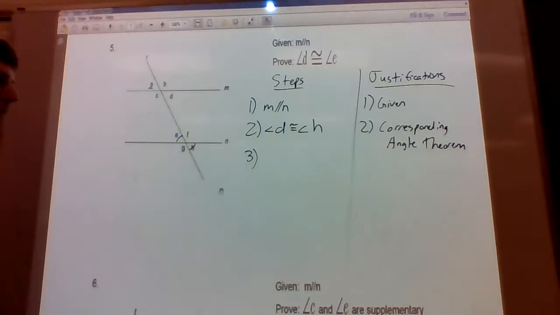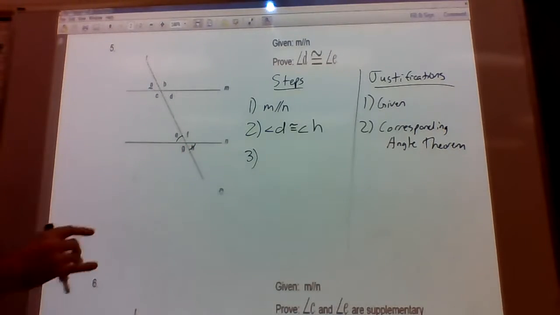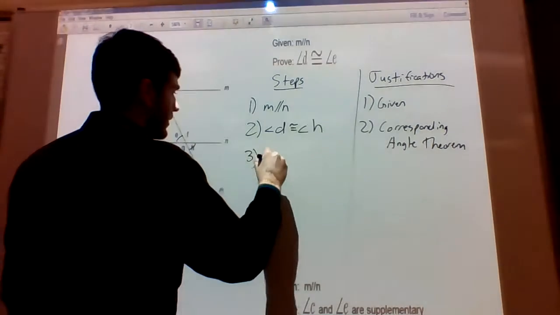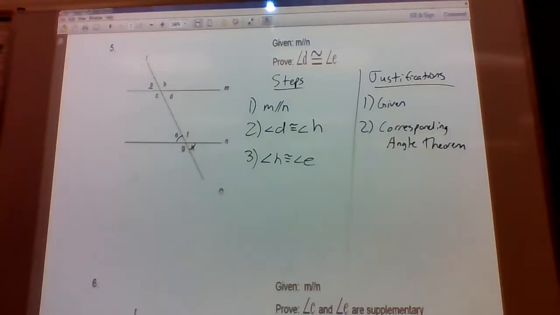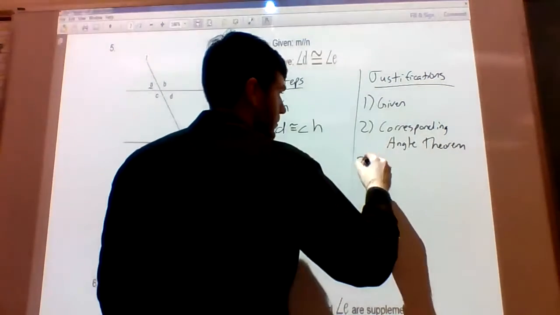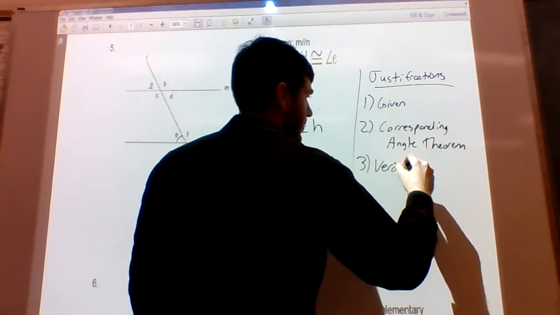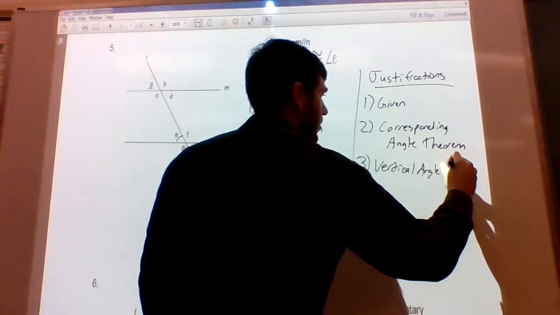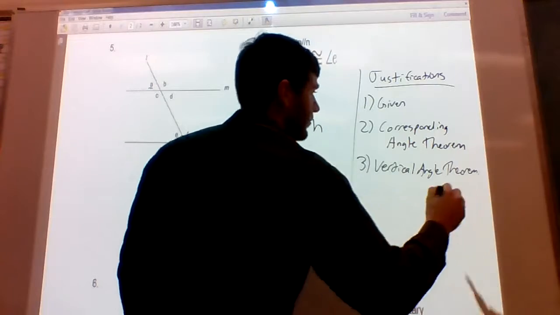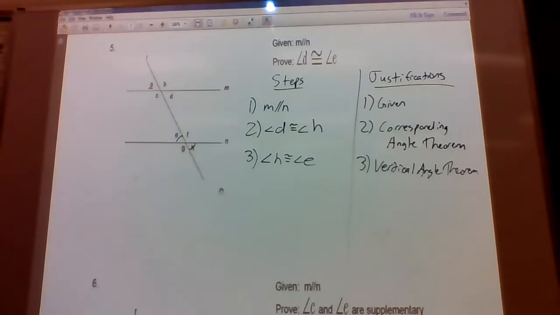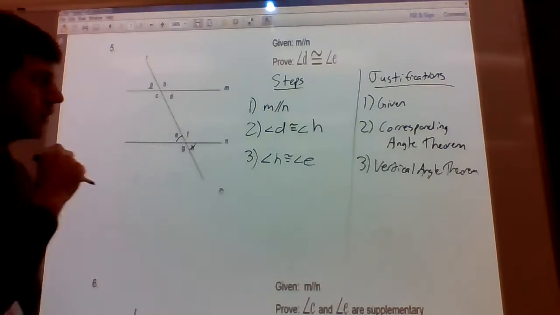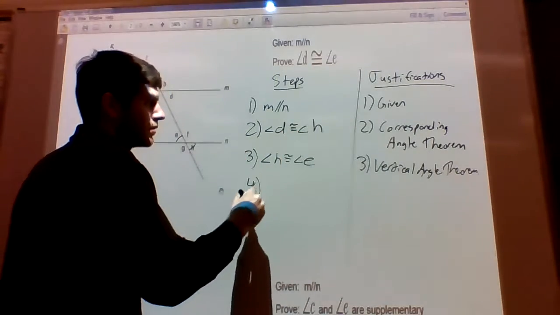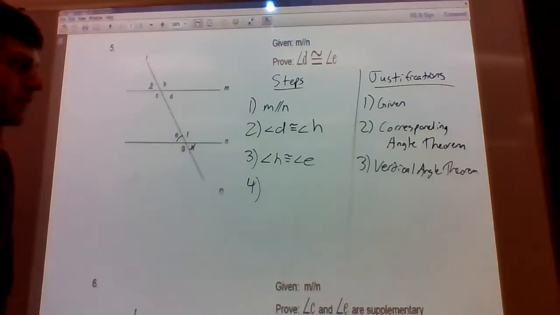H and E are going to be congruent. Why are H and E congruent? They are vertical angles. Okay, so angle H is congruent to angle E, right? Because they're vertical angles, and the vertical angle theorem tells us that vertical angles are congruent. All vertical angles are congruent. Okay, so now we've gone from D to H to E. So we know D is congruent to H, and H is congruent to E.